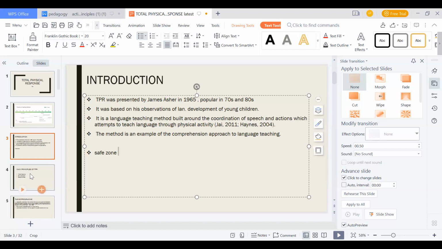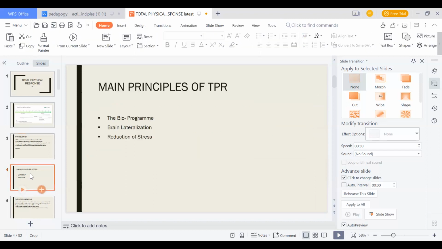Okay. Now we'll go to the underlying principles of TPR. Main principles of TPR: the bio program, brain lateralization and reduction of stress. What are the three? I will explain it to you. Can you tell me? The bio program, brain lateralization, and reduction of stress. So these are the underlying principles of TPR.